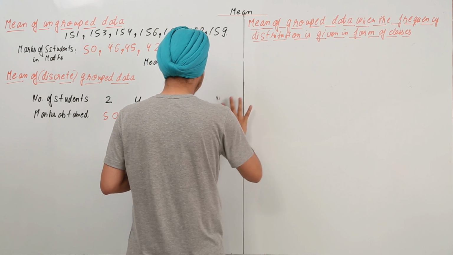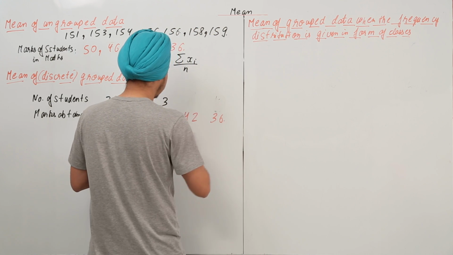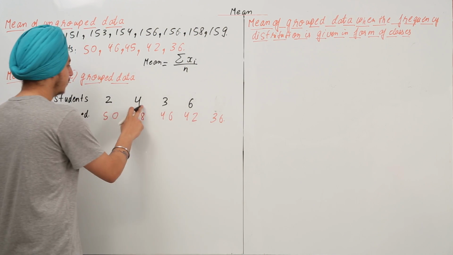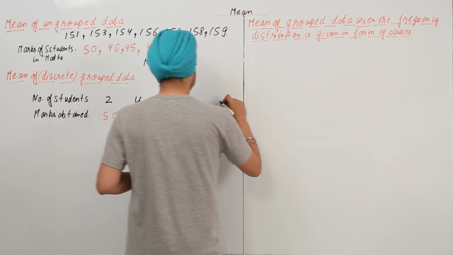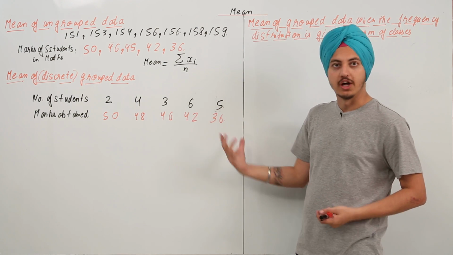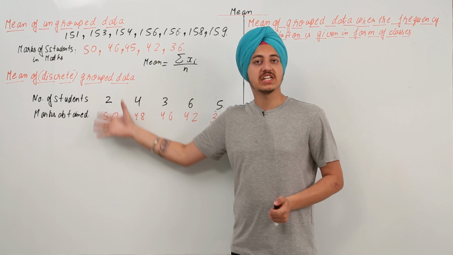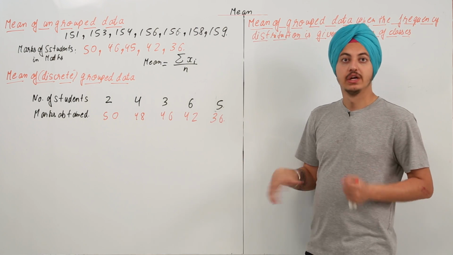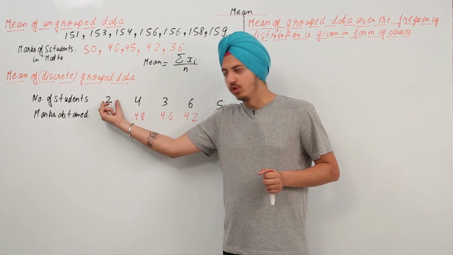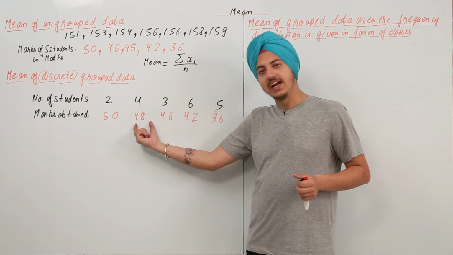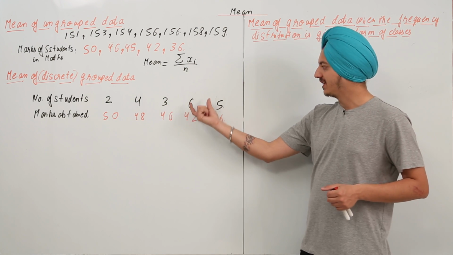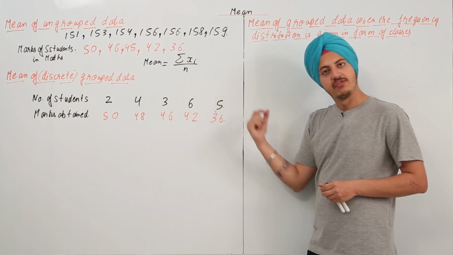and what are these? These are the marks. This is another data which will tell you that this is 2 plus 4 is 6, plus 6 is 15, and this is 5. So the total students are 20. I'm just making them a good number. This kind of data is a group data. This means that 50 marks are obtained by 2 people, 48 are obtained by 4 people, 46 by 3 people, 42 by 6 people and 36 by 5 people.